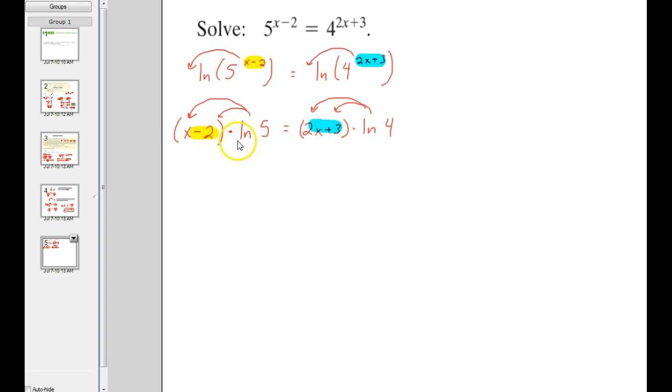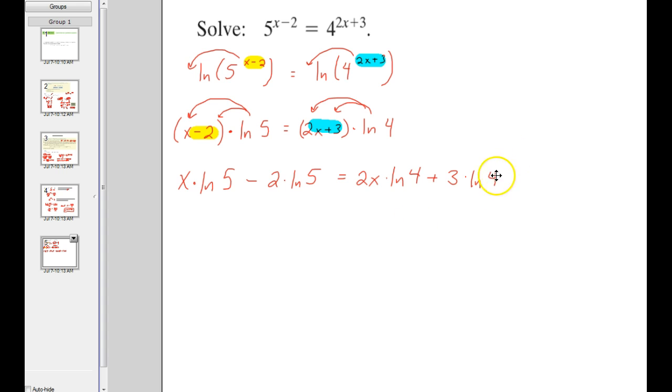So I'm going to have x times the natural log of 5 minus 2 times the natural log of 5. And then similarly on the right side, I'm going to distribute that natural log of 4 through. So after I've distributed it, there's the natural log of 5 times x. There's the negative 2 times the natural log of 5. There's the 2x times the natural log of 4 plus 3 times the natural log of 4. So I've just distributed these logs through on the left and right side. Now, my goal is to get the things that have the x's together on one side and the things that don't have x's together on one side.